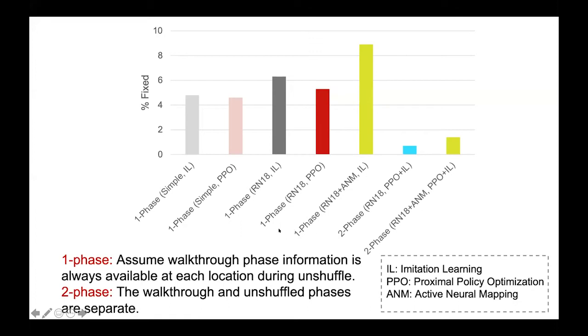So there are a number of observations. First of all, the performance is quite low. It's about 1% for the two-phase task, and about 9% for the one-phase task. And there's a big difference between the performance in two-phase and the performance in one-phase. Also, the RL methods really struggle with these types of tasks.